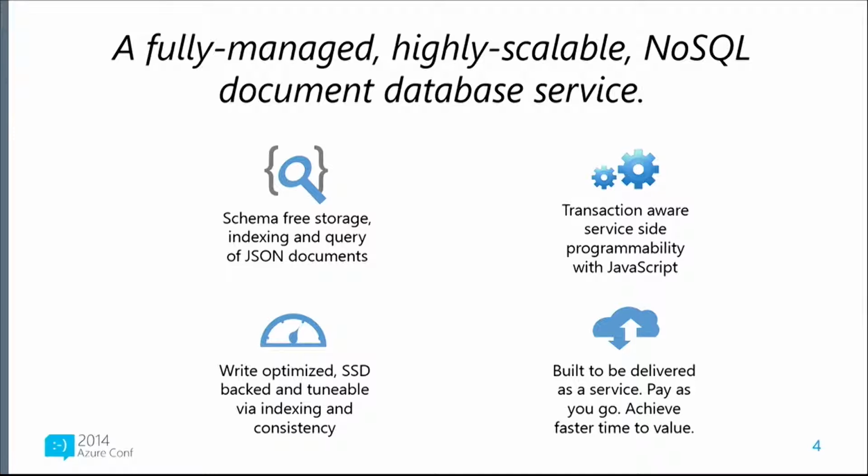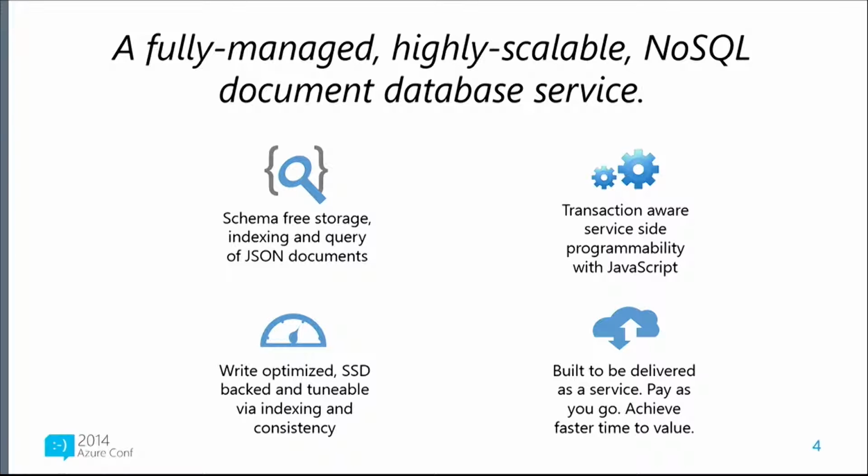Document DB is a fully managed, highly scalable NoSQL document database service. What does that actually mean? It allows us to store JSON documents inside a store and have those indexed for us and be able to query them back out. But the really neat thing is that it's completely schema free. So we can stick any document we want in there and it will be indexed such that it can be efficiently retrieved. It's transaction aware and it has server-side programmability.